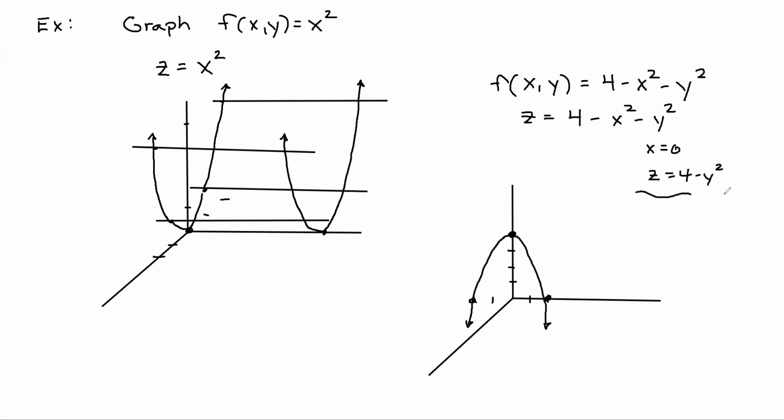Okay, and then you could do y equals 0, and we'll get z equals 4 minus x squared. And so we've got 1, 2, 1, 2. And it's the same, right? So if you plug in x is 0, you get z equals 4. And then if you plug in x equals 2 or -2, you're going to get z equals 0 at those 2 points.